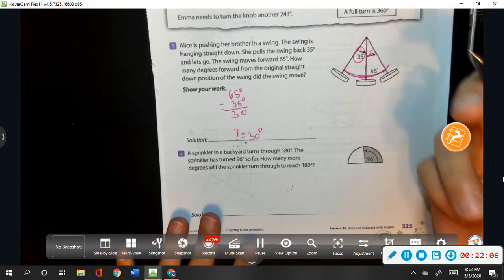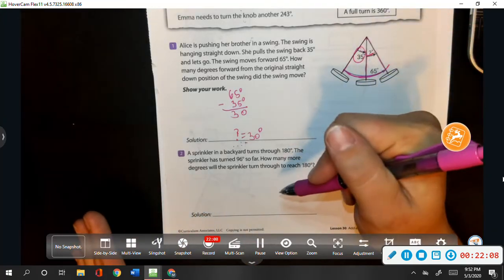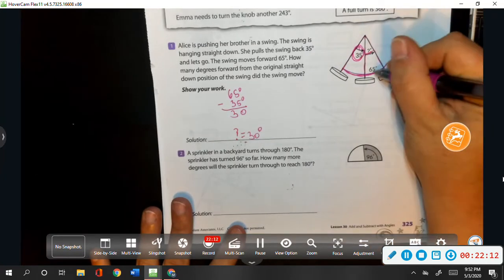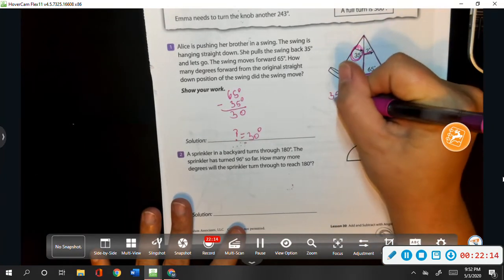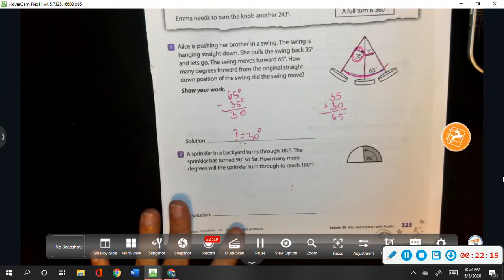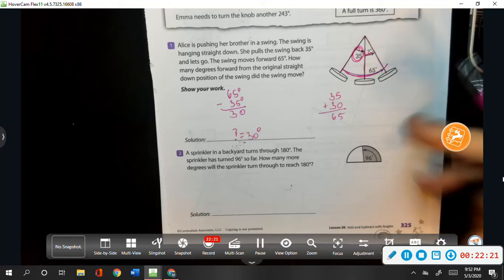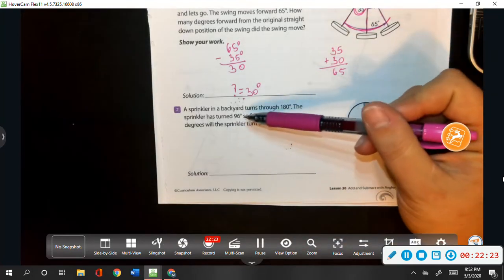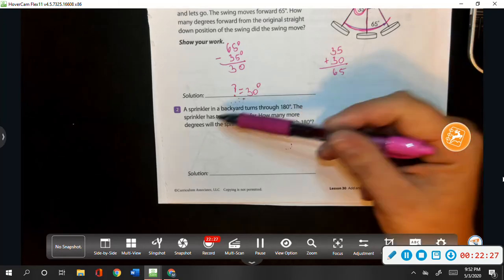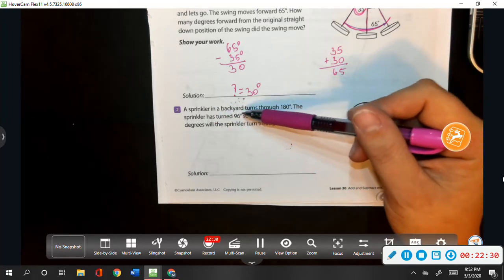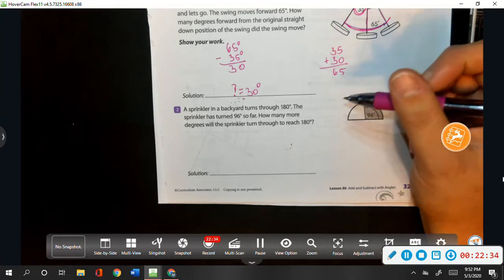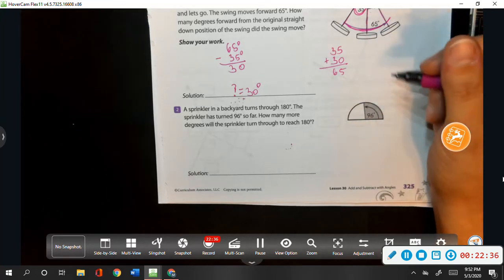And you can always check your work. If you subtracted, you should be able to add your sum and the other angle and get 65. So if we have 35 plus 30, 65. So we must be right. Number 2. A sprinkler in a backyard turns through 180 degrees. The sprinkler has turned 96 degrees so far. How many more degrees will the sprinkler turn through to reach 180?